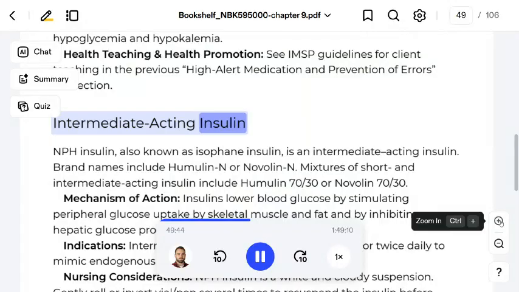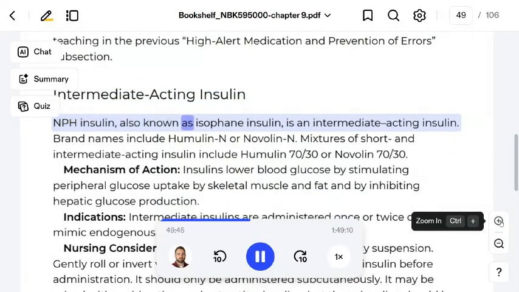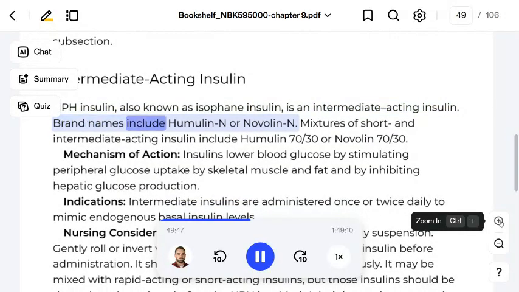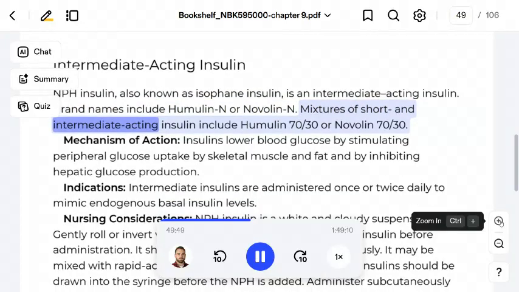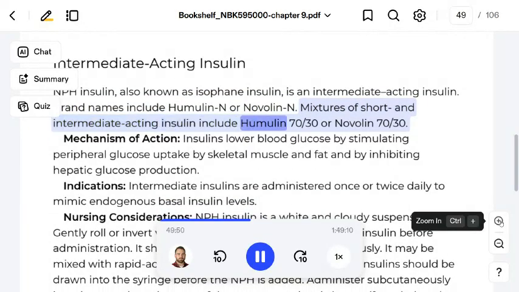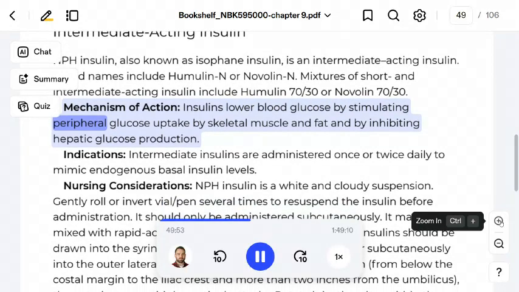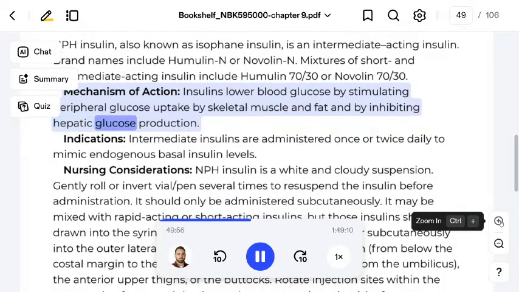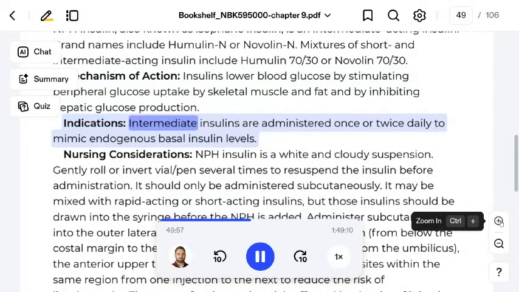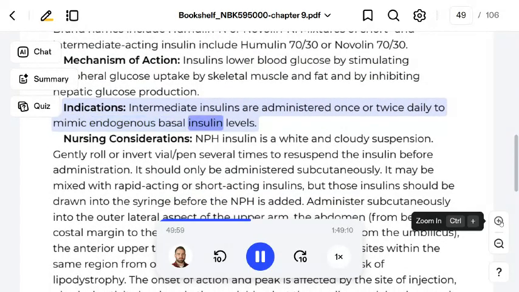Intermediate-acting insulin. NPH insulin, also known as isophane insulin, is an intermediate-acting insulin. Brand names include Humulin N or Novolin N. Mixtures of short and intermediate-acting insulin include Humulin 70/30 or Novolin 70/30. Mechanism of action: insulins lower blood glucose by stimulating peripheral glucose uptake by skeletal muscle and fat, and by inhibiting hepatic glucose production. Indications: intermediate insulins are administered once or twice daily to mimic endogenous basal insulin levels.